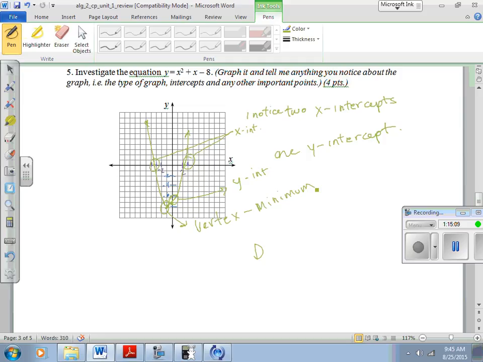Okay, now state the domain. What do you think the domain is? Domain is all real numbers because any x values that you can think of on the left and any x values on the right are going to have some type of a coordinate. Okay? How about the range?